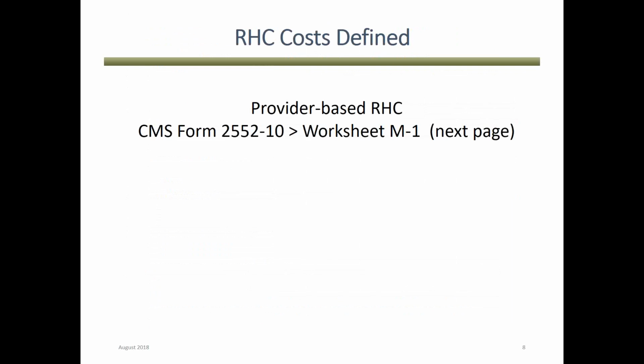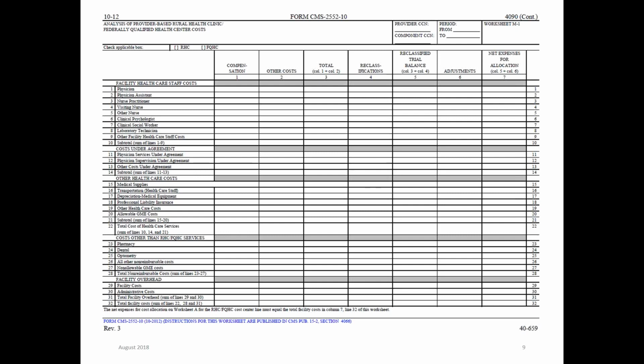If you are provider-based, that is a part of a hospital, you would utilize CMS form 2552-10. That's the hospital cost report form, and you actually would use the Worksheet M series, and the one we're going to look at is Worksheet M-1. So this is somewhat similar to the form you just saw. You have the healthcare facility staff costs, costs under agreement, other healthcare costs. There are a few different things listed there.